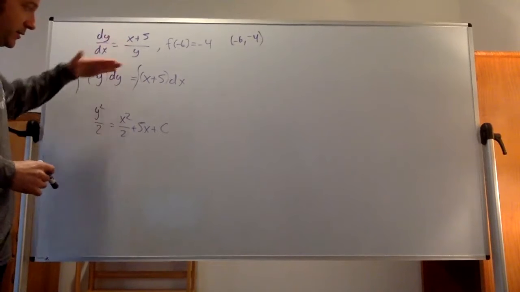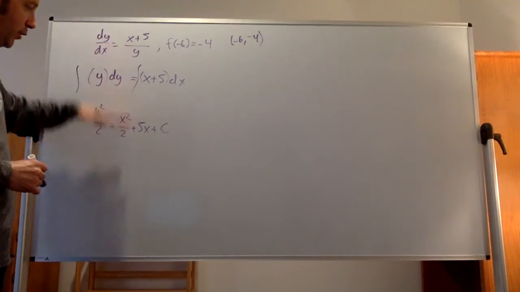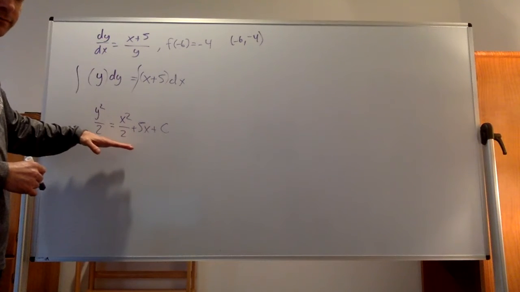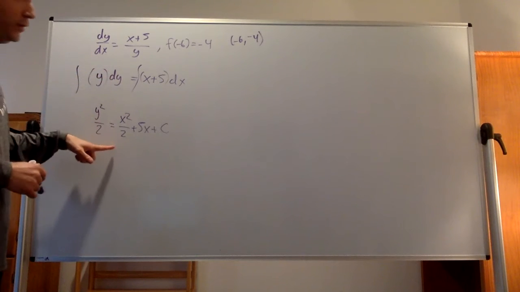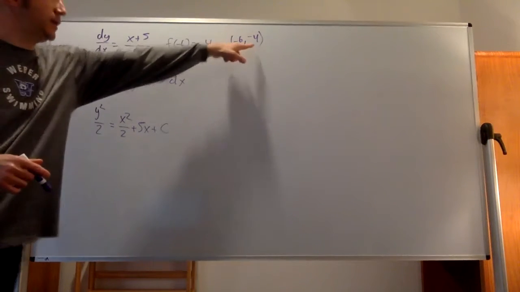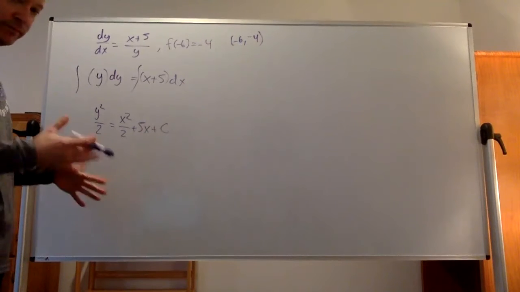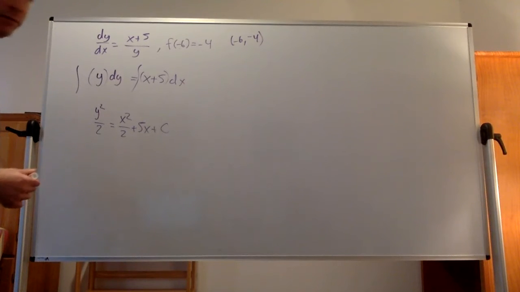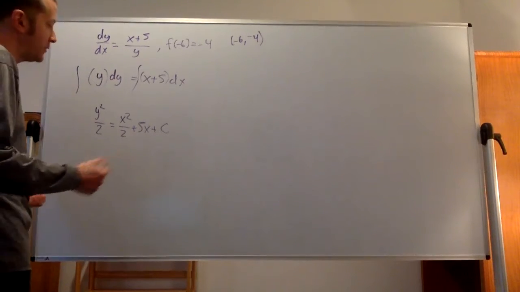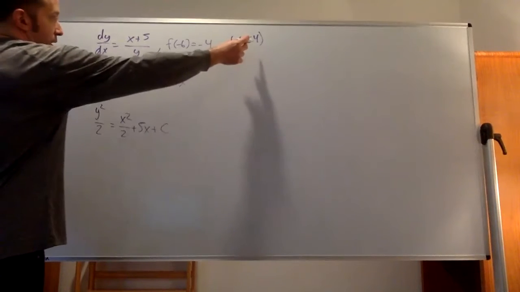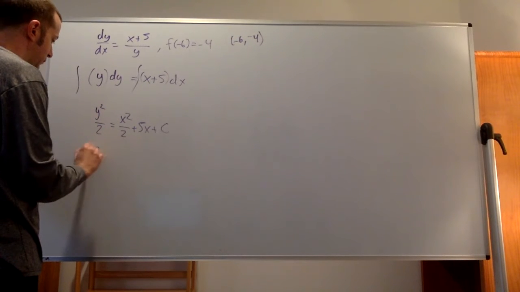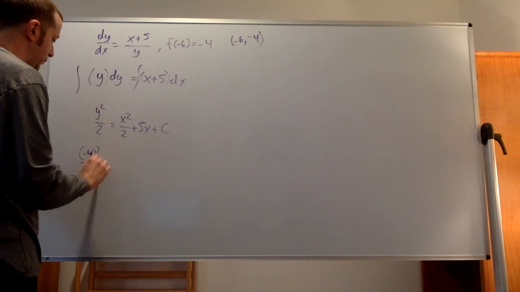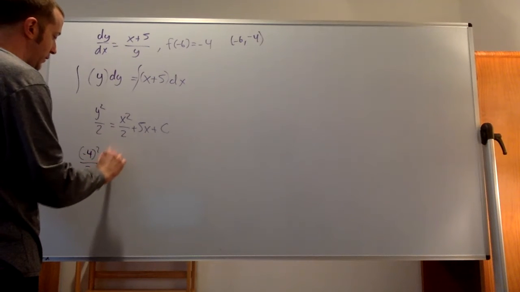So honestly, you've done most of the hard work here. Separate, integrate. Now we're just going to use our initial condition, -6, -4, to find out what c is. It's a little more work than it was in the previous problems, but the process is not any different. I plug a -4 in everywhere I see a y, and I plug a -6 in everywhere I see an x.